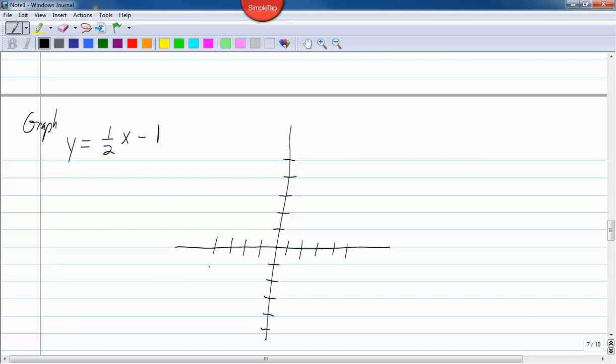You don't even have to make a table. Look at the y-intercept. What's the y-intercept? -1, right? So go to where y equals -1 and put a point. Now, if the slope is positive, which it is, from the point you just wrote, go up 1 and over 2 to the right. From that point, up 1, over 2 to the right. Now I have 3 points. Draw a line through those 3 points, and there's your graph.